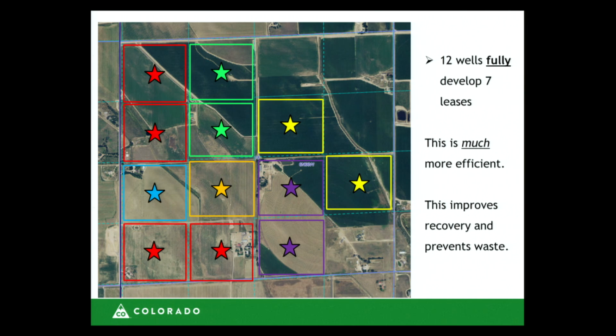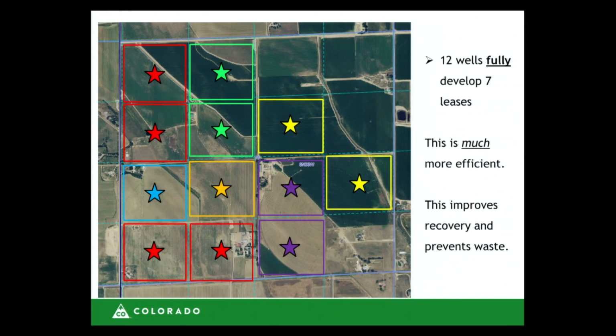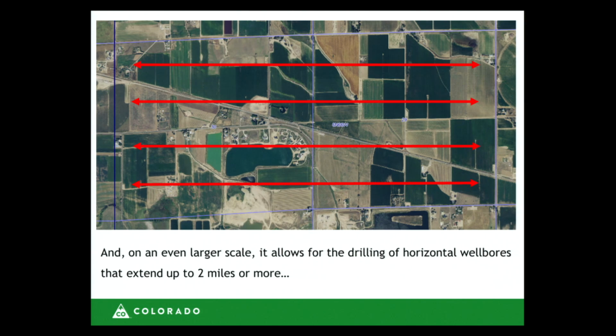In this case, there's 8 wells, and they partially develop 7 leases. If you created drilling and spacing units, you would be able to place the wells not according to the lease lines, but according to the unit boundaries. And in this case, you would be able to drill more wells that would fully develop those 7 leases. So this is more efficient, and this improves the recovery and prevents waste.